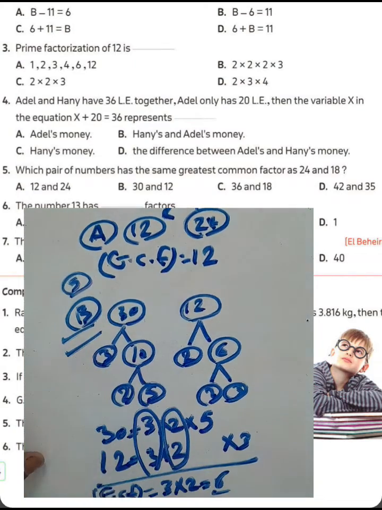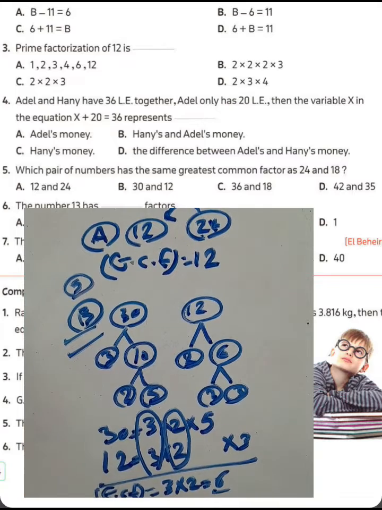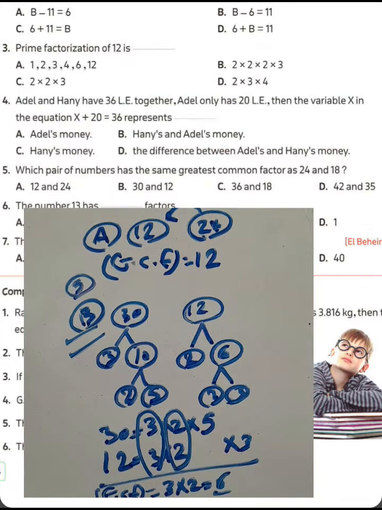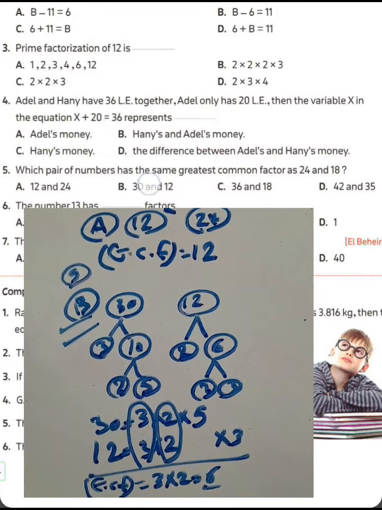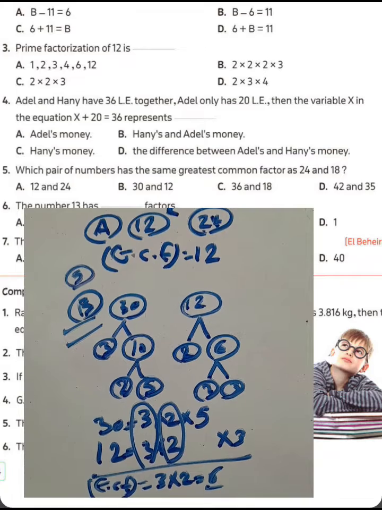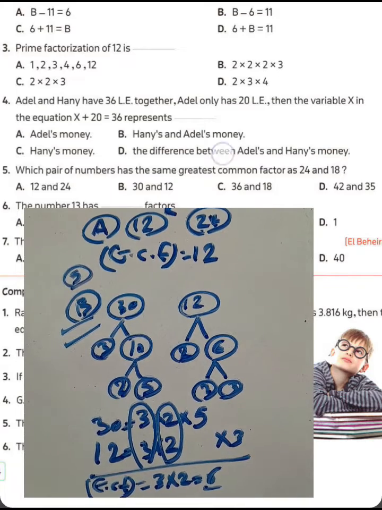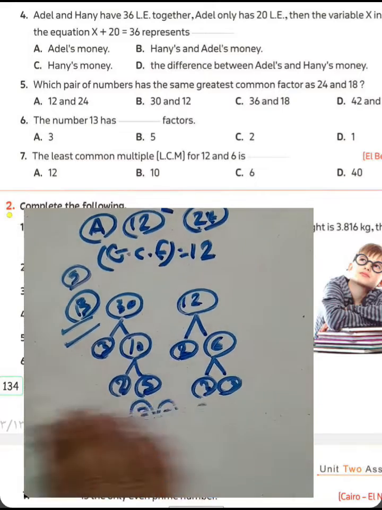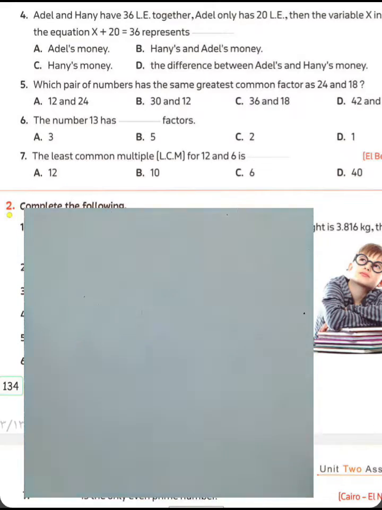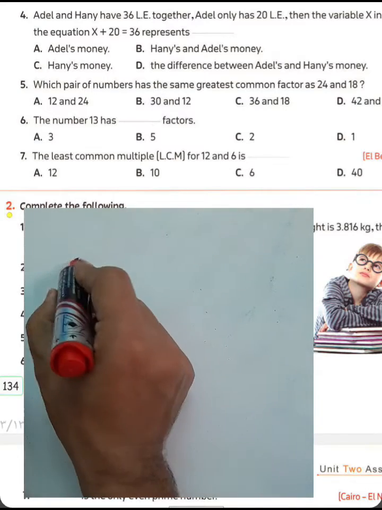Question number 5. Which pair of numbers has the same greatest common factor as 24 and 18? We will choose letter B because the highest common factor between them equals 6. 30 and 12, the highest common factor between them we call 6. Next question.